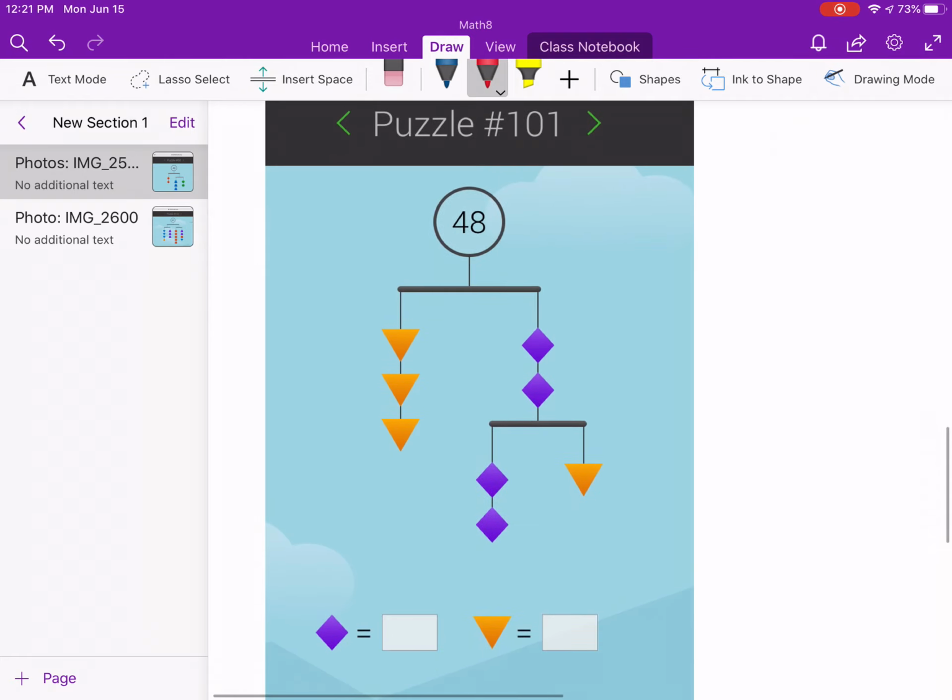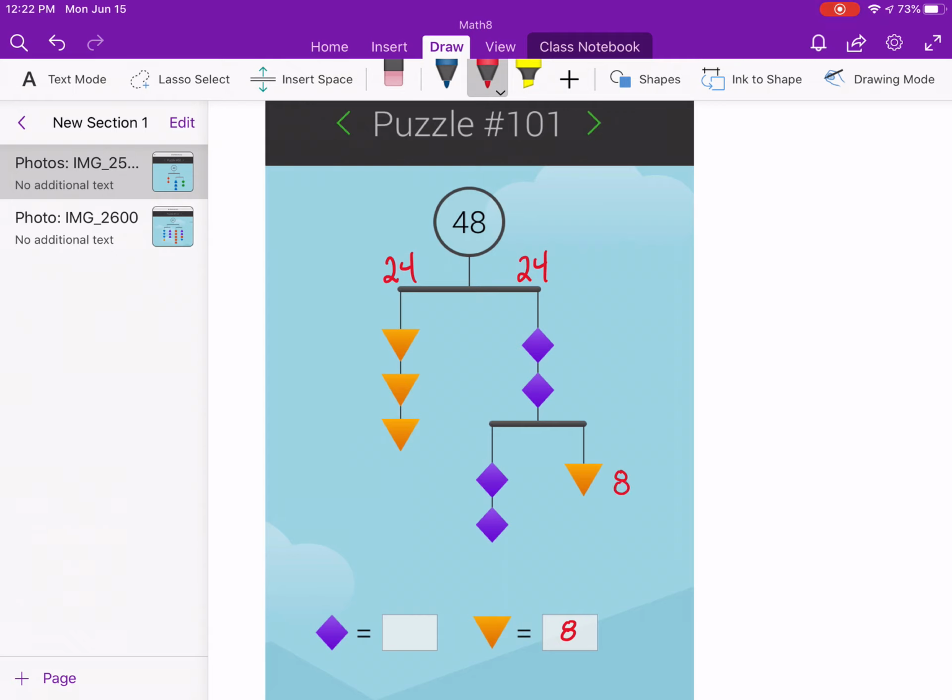Next one. I've got a grand total of 48, balanced left and right, which means we've got 24 on the left, 24 on the right. On the left-hand side, we can easily pick off the triangles now. 3 triangles is 24, means each triangle is 8. And I see a triangle down there.